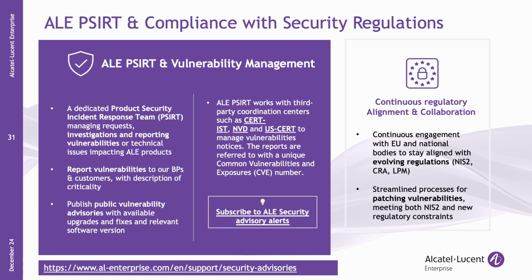ALE has a dedicated Product Security Incident Response Team, or PSIRT for short, that manages requests, investigations, and reporting of vulnerabilities or technical issues that are impacting ALE products. We report vulnerabilities to our business partners and customers with a detailed description of criticality and publish public vulnerability advisories with available upgrades and fixes and relevant software version. ALE PSIRT works with third-party coordination centers such as CERT, NIST, NVD, and US-CERT to manage vulnerability notices. The reports are referred to with a common CVE, or Common Vulnerabilities and Exposures, number.